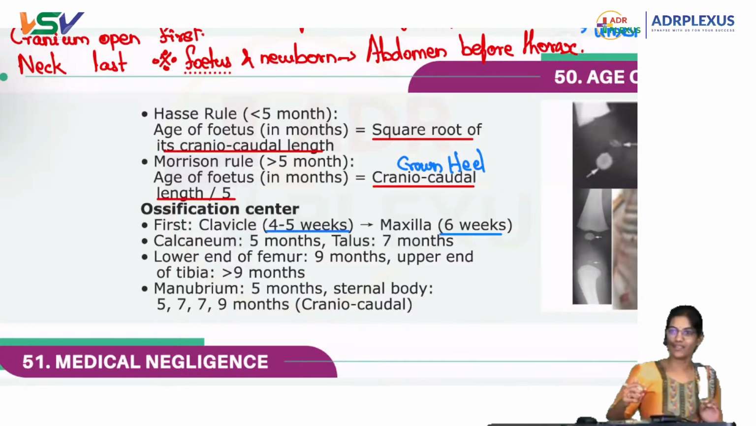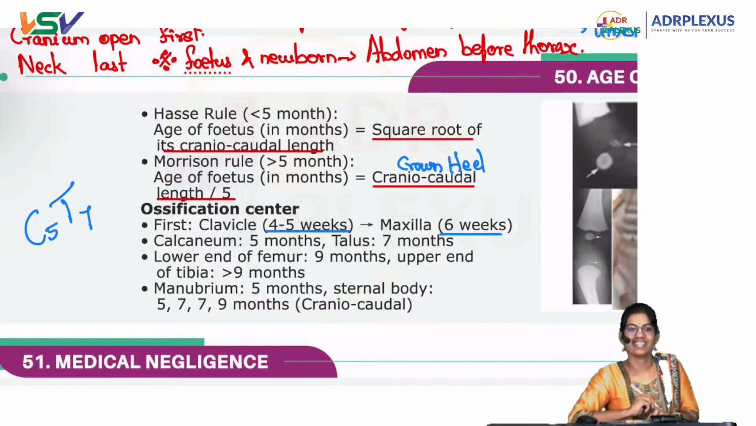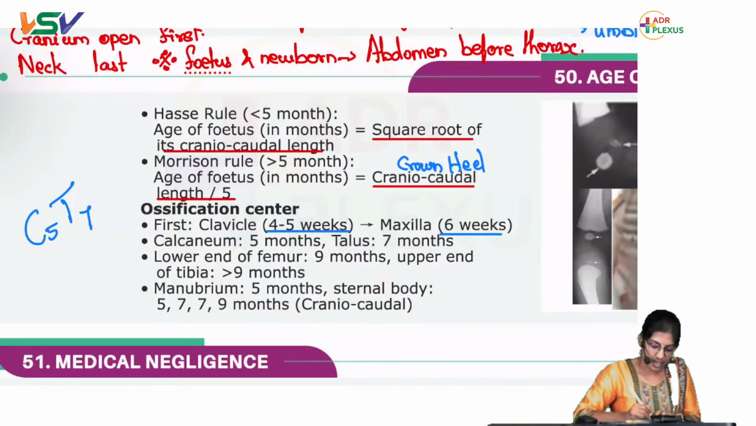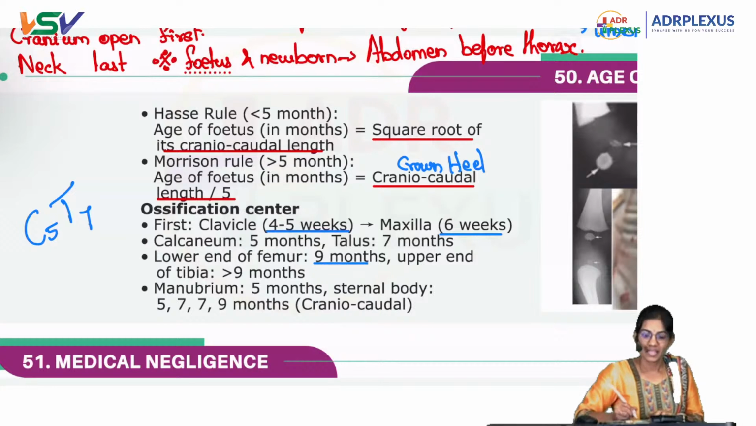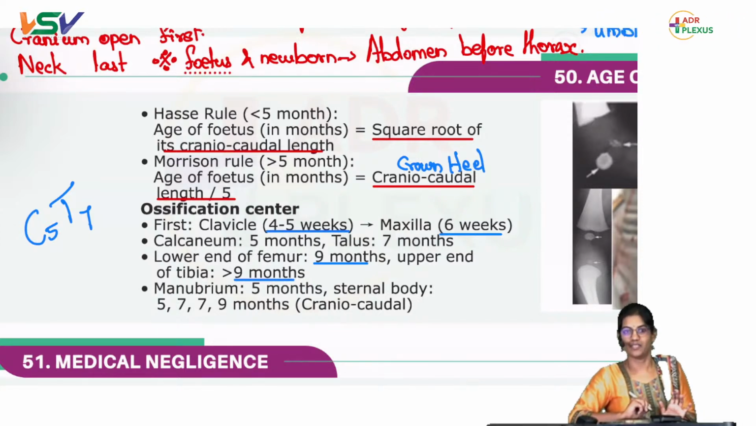Now, in the heel, when we cut, it is C5, T7: calcaneum 5, talus 7. When we cut the knee region, the lower end of femur appears at 9 months, and the upper end of tibia a week or two later. So, more than 9 months.